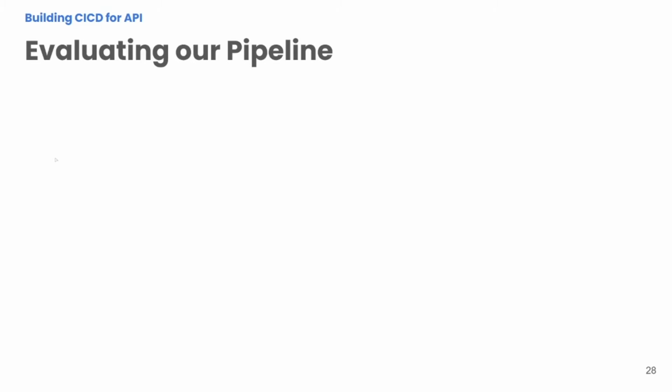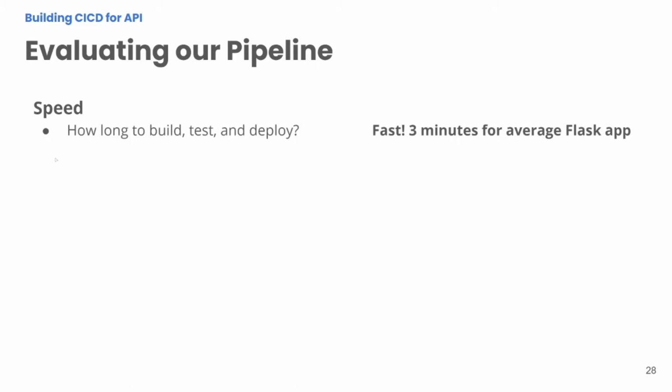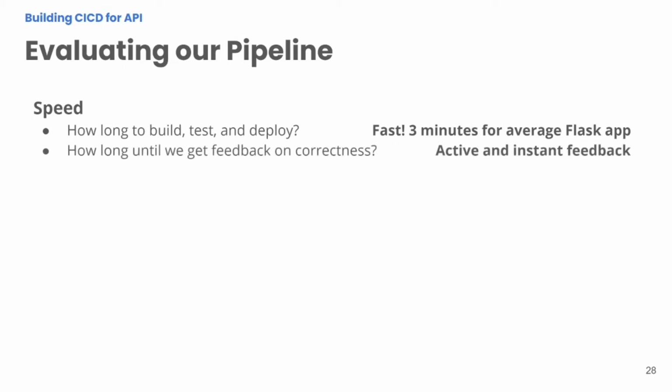Let's take a step back and evaluate our pipeline to see if we met all the objectives of speed, reliability, and accuracy. Is it fast to build, test, and deploy? Yes, it takes less than 2 minutes on GitHub and 50 seconds on OpenShift. How long until we get feedback? Feedback is active and instantaneous. If anything goes wrong during the build, test, or deployment, GitHub shows a red X and sends you an email instantly.